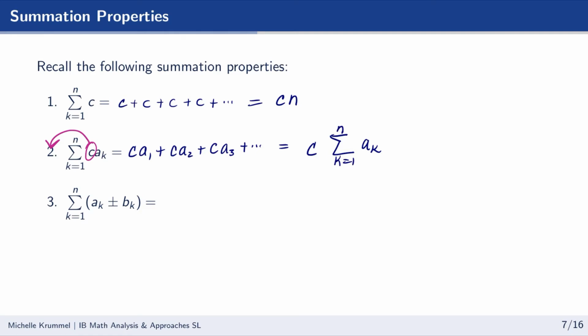And our third property here, if we have multiple terms that are just being added or subtracted, we can separate this into multiple summations. So we can take the sum of a sub k from k equals 1 to n plus or minus the sum from k equals 1 to n of b sub k. So we can split this up from a single summation into multiple summations.